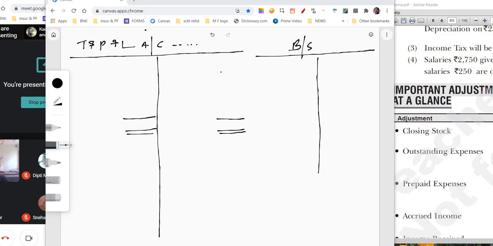Then we start. These are the important adjustments we have already studied in final accounts, on the right hand side of the screen. The first one you can see is closing stock. Closing stock is the first and one of the easiest adjustments we have studied in final accounts.